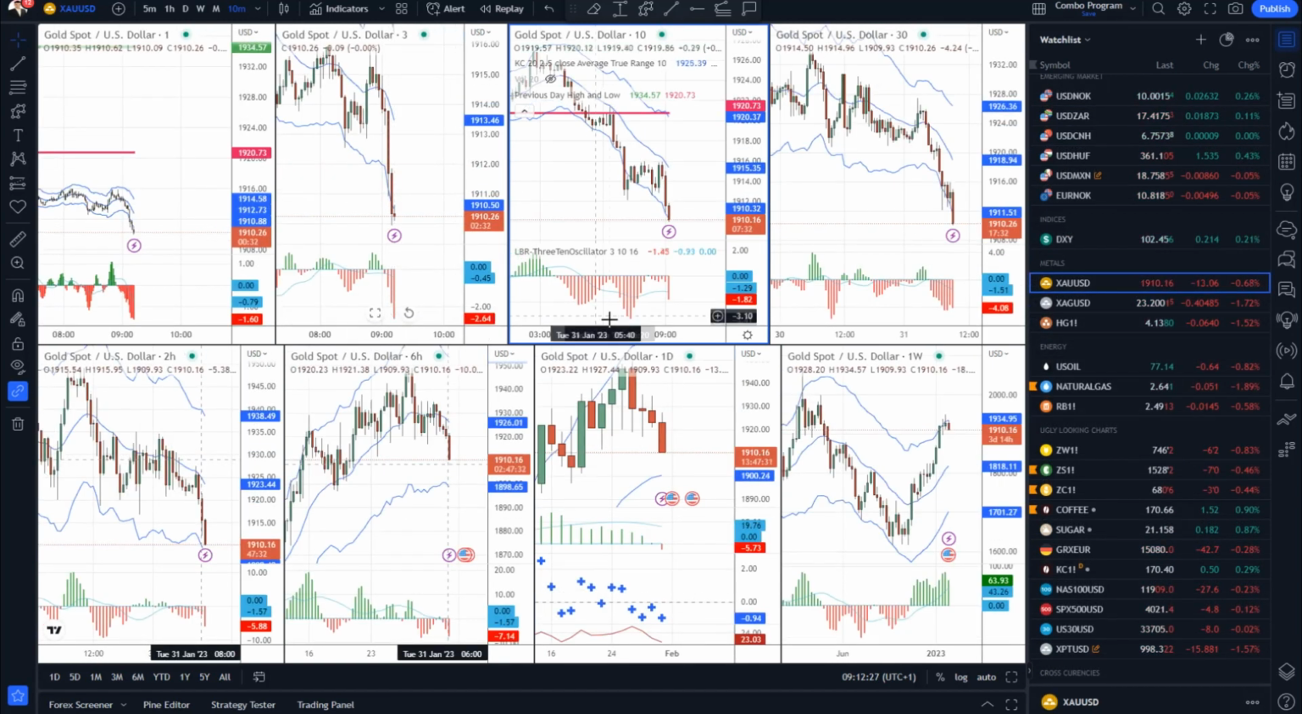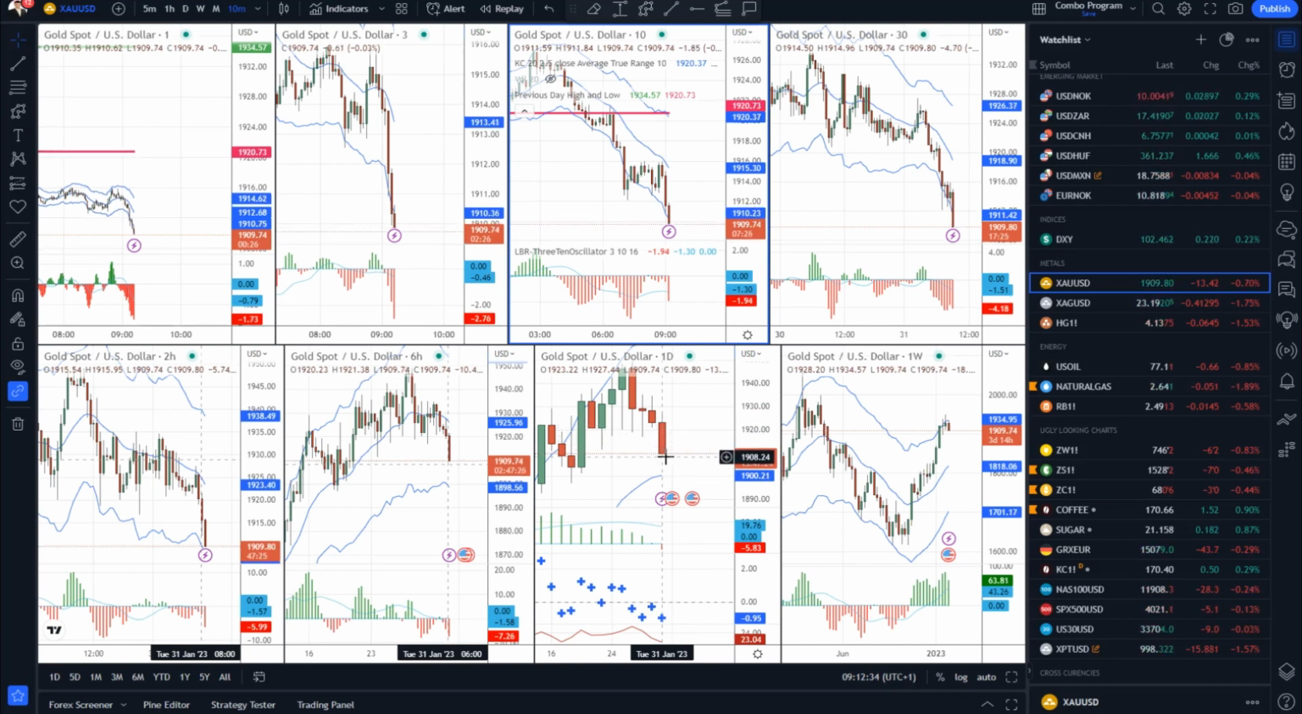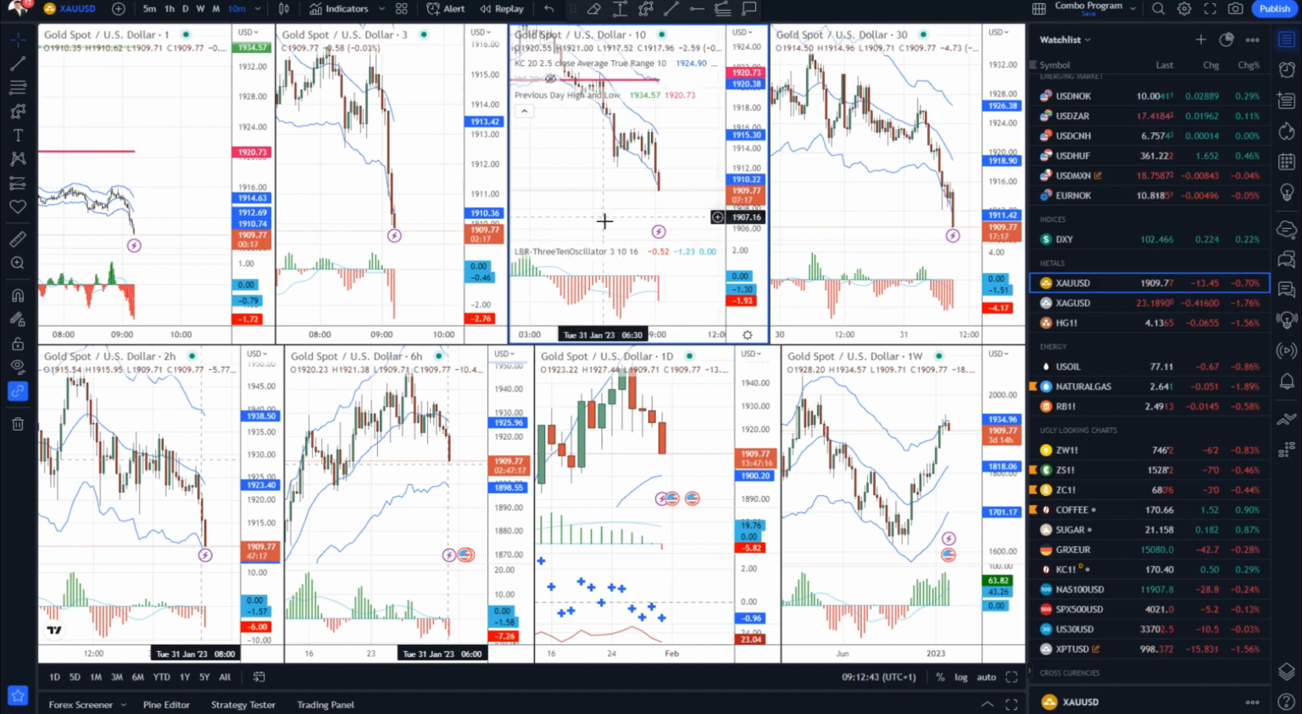The next one is the gold market. We had the inside day and there was a downside break from 1921. The market already sold off like $11 down, and the market is trading below the previous day low. Previous day low is set at 1920, and the market is trading at this stage at 1909.